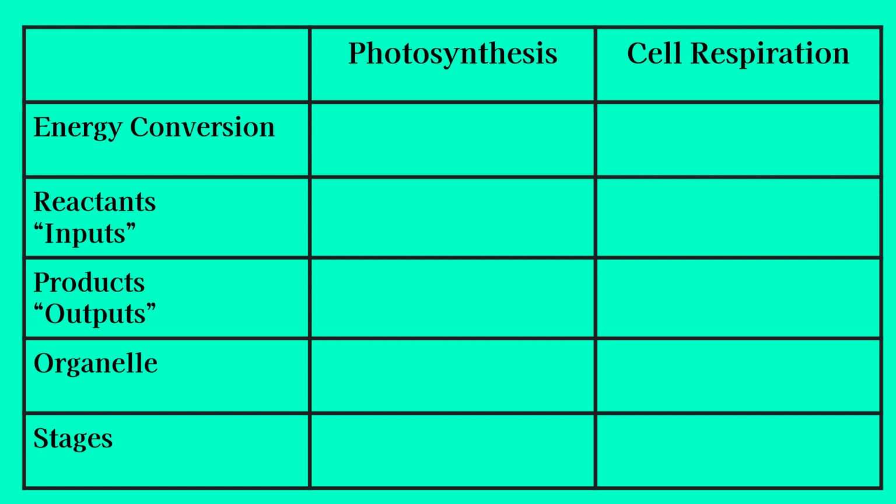The reactants and then the products. So the inputs, all of those things are on the left side of the arrow that you use. And then the products, all those things on the right side of the arrow that you've made. The organelle that it occurs in, and the stages.